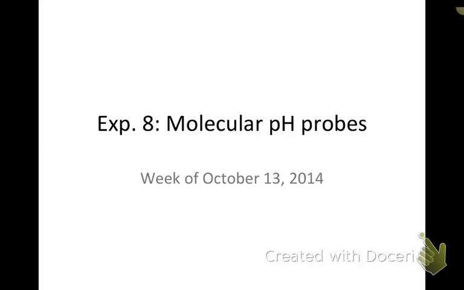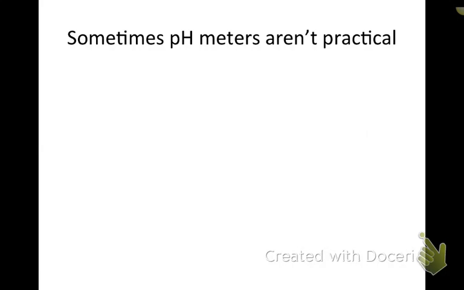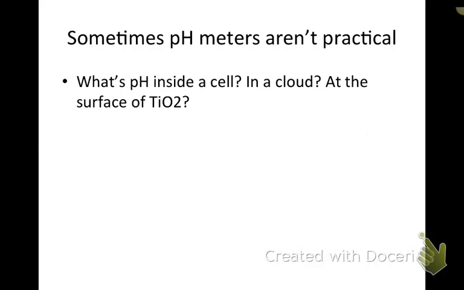While this is a very simple and straightforward technique, pH meters are not always practical. For example, how do we measure pH inside of a cell, or in a cloud, or at the surface of titanium dioxide? Clearly, a pH meter is not going to work for these measurements. It is much too large to fit inside a cell or in a cloud droplet, and it is entirely the wrong shape to measure pH at a surface.